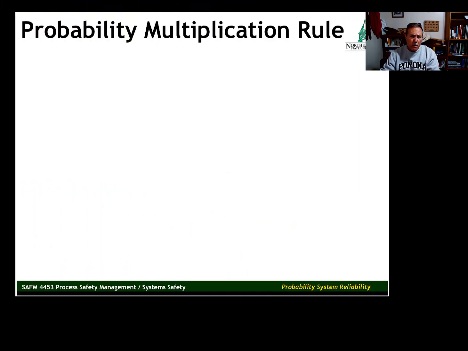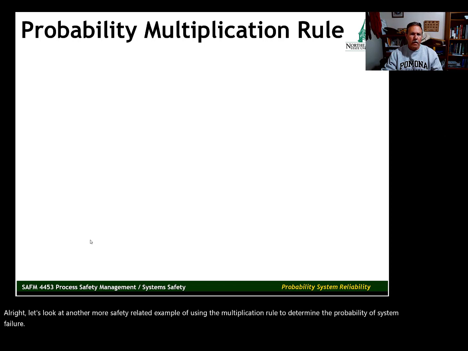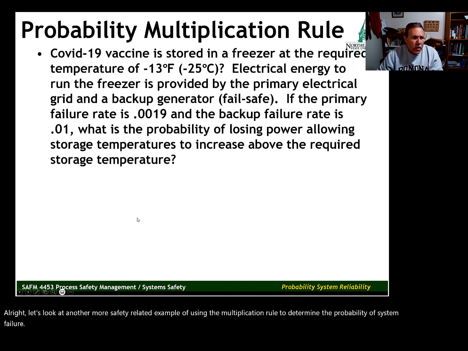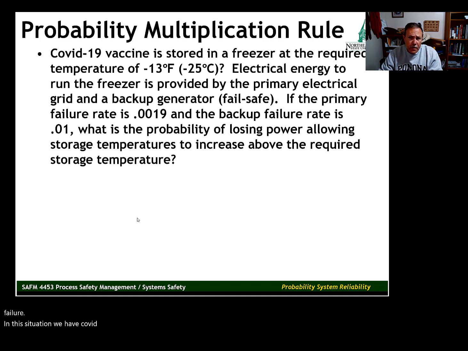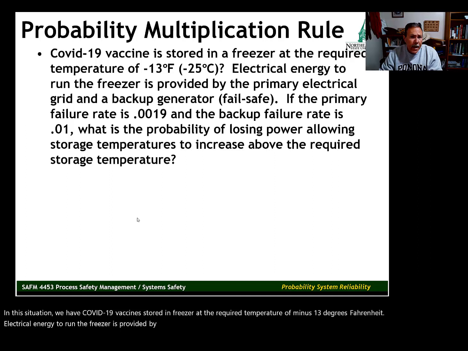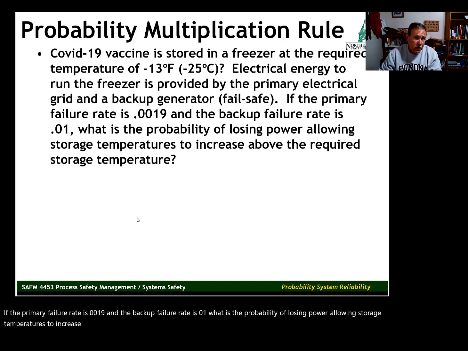All right, let's look at another, more safety-related example of using the multiplication rule to determine the probability of system failure. In this situation, we have COVID-19 vaccine stored in a freezer at the required temperature of -13 degrees Fahrenheit. Electrical energy to run the freezer is provided by the primary electrical grid and a backup generator, a failsafe. If the primary failure rate is 0.0019 and the backup failure rate is 0.01, what is the probability of losing power, allowing storage temperatures to increase above the required storage temperature?